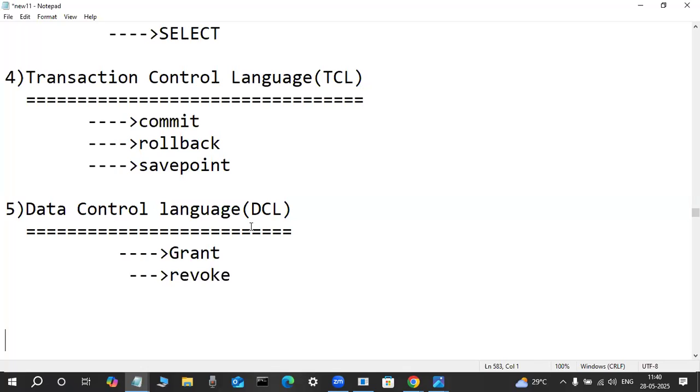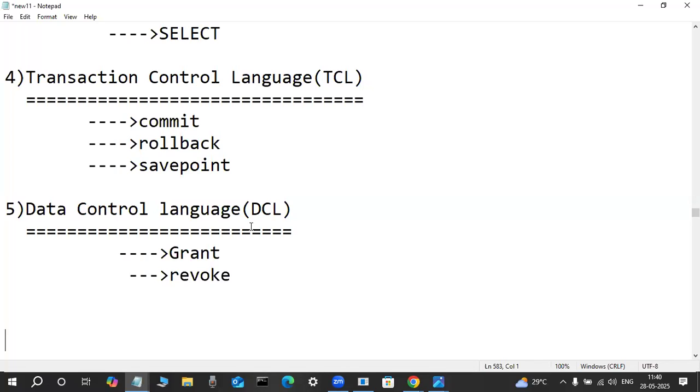My doubt is, why did ANSI/ISO SQL, otherwise Oracle, divide some set of commands into some sublanguage? Suppose some commands go into DDL, some commands into DML, some into DQL, some into TCL, like that. Why are they not giving all these commands in a single sublanguage? Do you have any idea? They're asking here. Anybody tell me the reason?